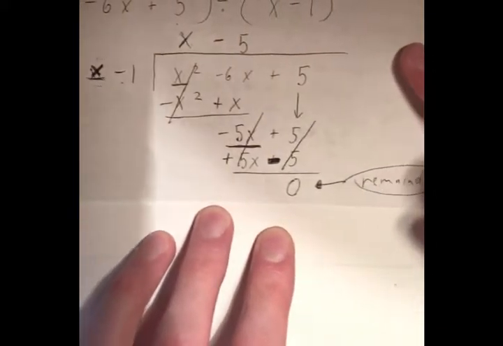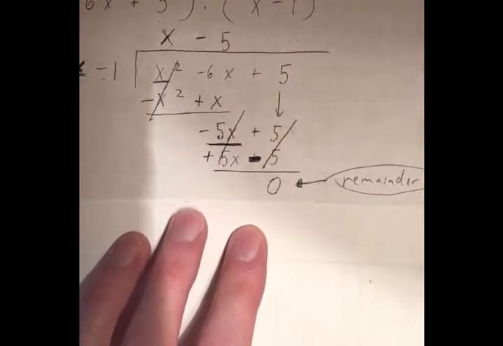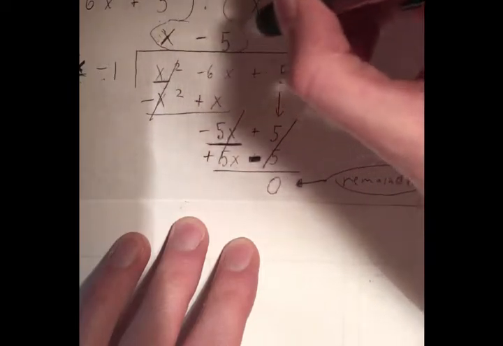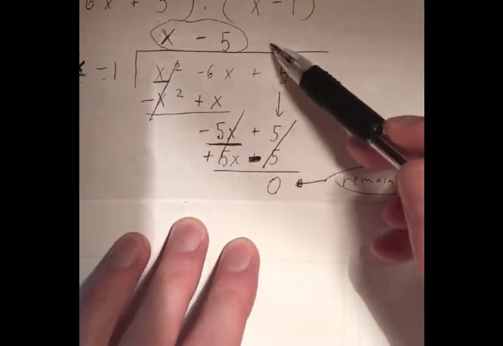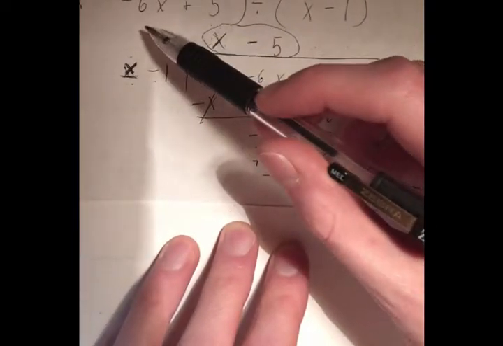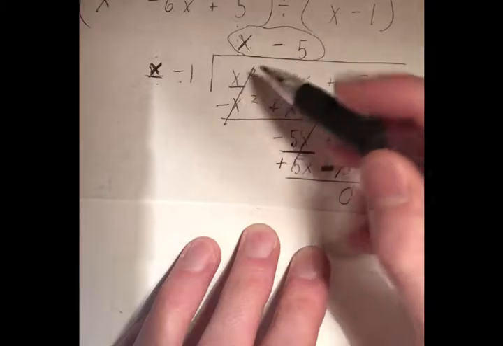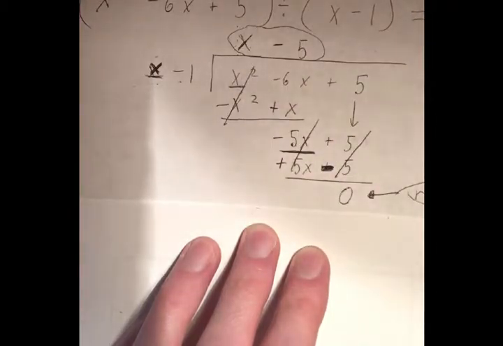That 0 is your remainder. When you have a remainder of 0, you don't even have to write remainder of 0. Your final answer is always going to be up top, okay? So that means x squared minus 6x plus 5, all divided by x minus 1, is equal to your answer up top. So it's equal to x minus 5.